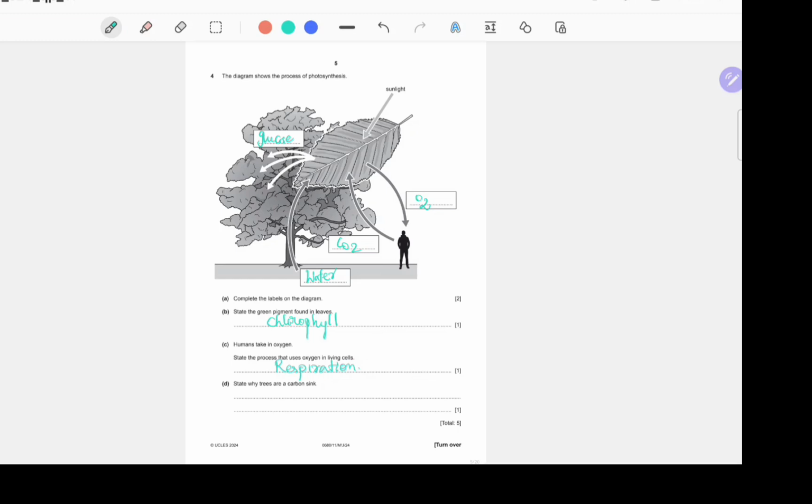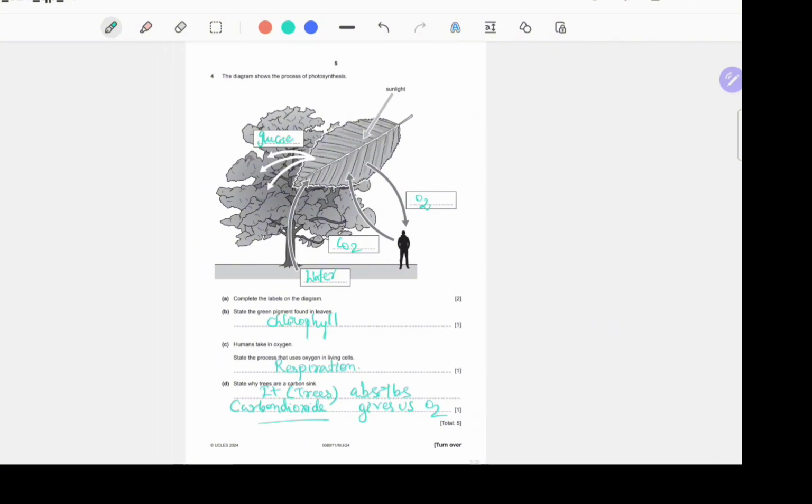State why trees are a carbon sink. How will you explain this? Trees absorb carbon dioxide and give us oxygen. So they are called a carbon sink.